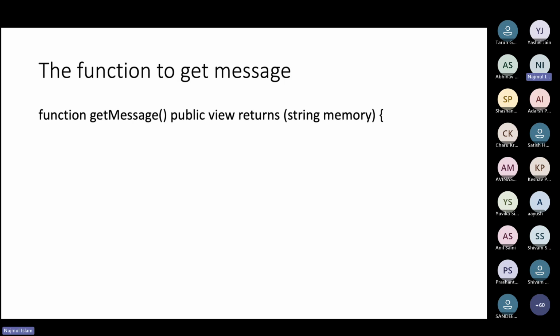And now we will get a message. The smart contract initialized with the message called hello world. And now our task is to read the message, or get the message. For that, we have this function get message, public view returns, and then return message.